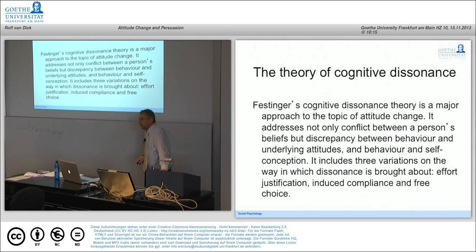Okay. Now the famous theory of cognitive dissonance. In which year did Leon Festinger invent the theory of cognitive dissonance again? Yes? No. 54, which theory did Festinger? Yes, 1957. And 1954 was the theory of social comparison. 54, social comparison. 57, cognitive dissonance.